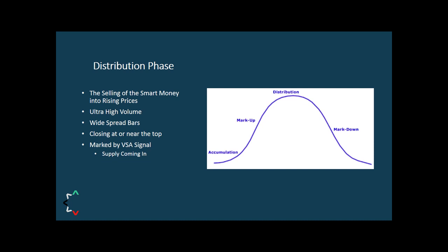So just to recap the distribution phase, it is the selling of the smart money into rising prices. It's marked by ultra-high volume, widespread bars closing at or near the top. And the number one signal that VSA typically shows you is supply coming in. You might see a selling climax. You might also see absorption volume, but that's a different principle. So essentially what we're looking for in distribution is rising prices and waning volume. It's an inverse relationship, which is why volume is so important, because how in the world could prices continue to rise if there's no volume, no activity, no effort, no interest to the upside?